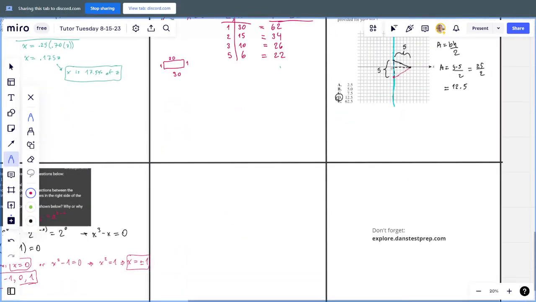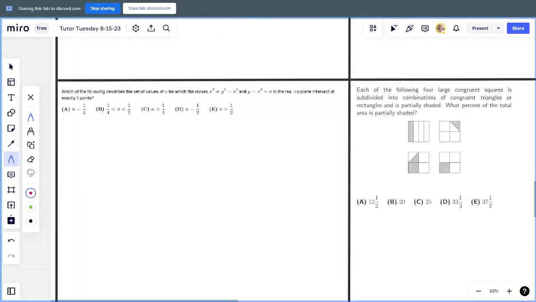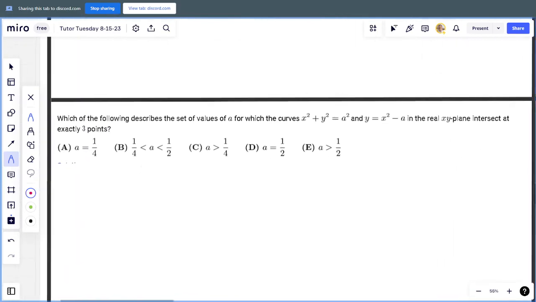I have room for one more question if you guys want to submit anything, but I'm going to go over the AMC questions now, the American Math Competition. So here's our next one.